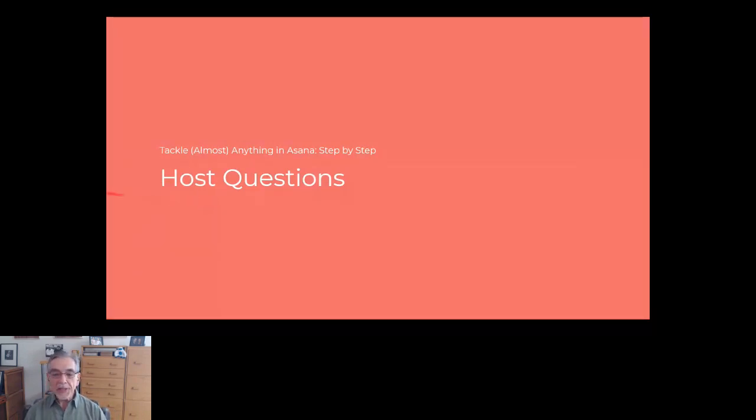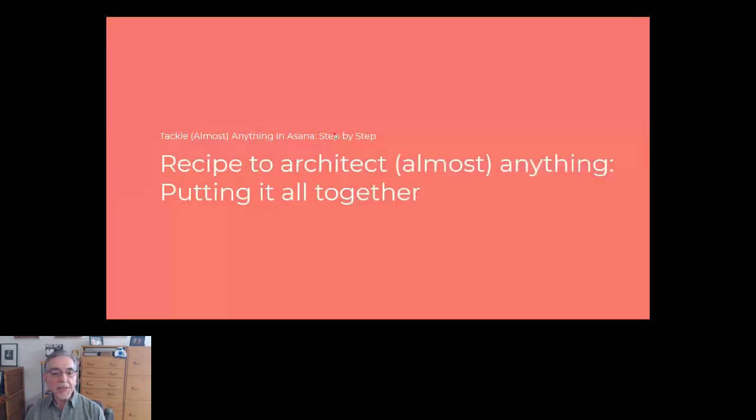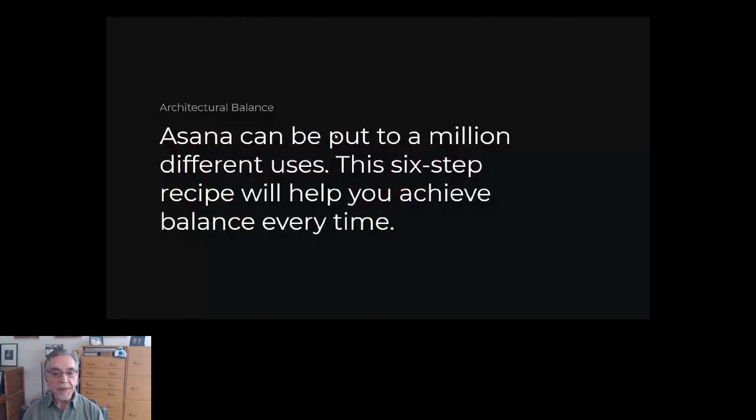So with that, let's jump ahead into the next section, the main section: the recipe to architect almost anything in Asana, now that we've nailed down those building blocks a little bit. We know that Asana can be put to a million different uses, but with a step-by-step repeatable recipe, we can choose the right level within the Asana hierarchy we just saw, the right anchoring point in Asana, every time. And at the end of this section, you'll have a 6-step recipe for setting up almost any work in Asana.